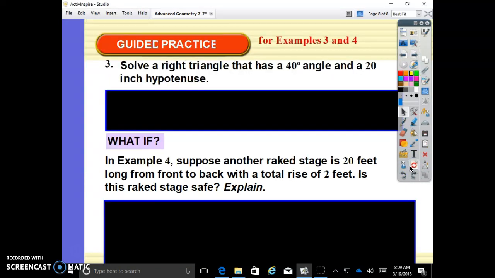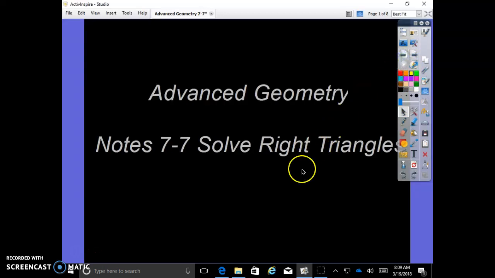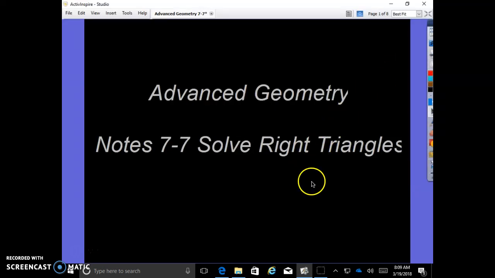And that is everything for today's lesson on 7.7, solving right triangles using their inverses.